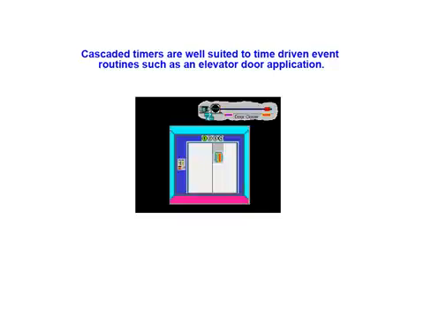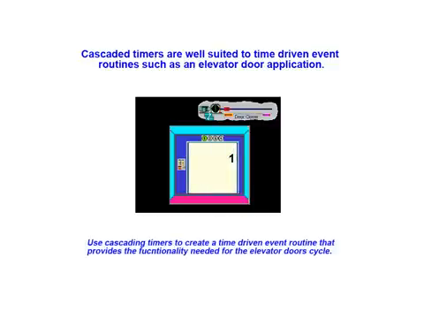This animation is intended to illustrate how cascaded on-delay timers can be used for time-driven event routines. Cascaded timers are well suited to time-driven event routines, such as that of an elevator doors application. In this example, we'll use on-delay timers in a cascaded format to create a time-driven event routine that provides the functionality needed for an elevator door cycle.